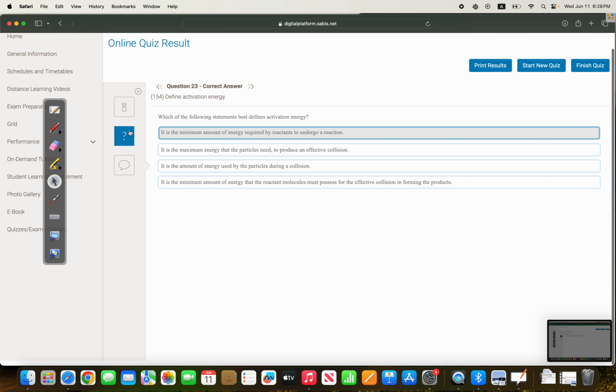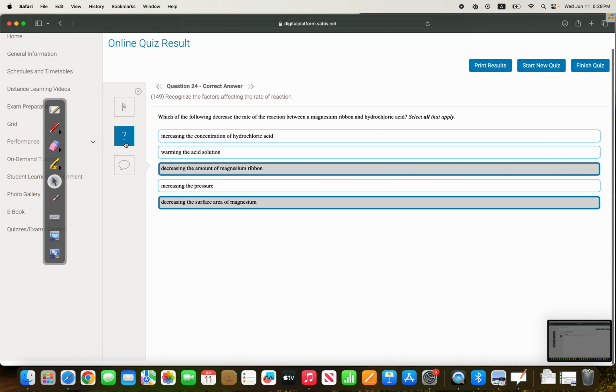Which of the following statements best defines the activation energy? It is the minimum amount of energy required by reactants to undergo a reaction, or basically the energy needed for a reactant to become an activated complex.